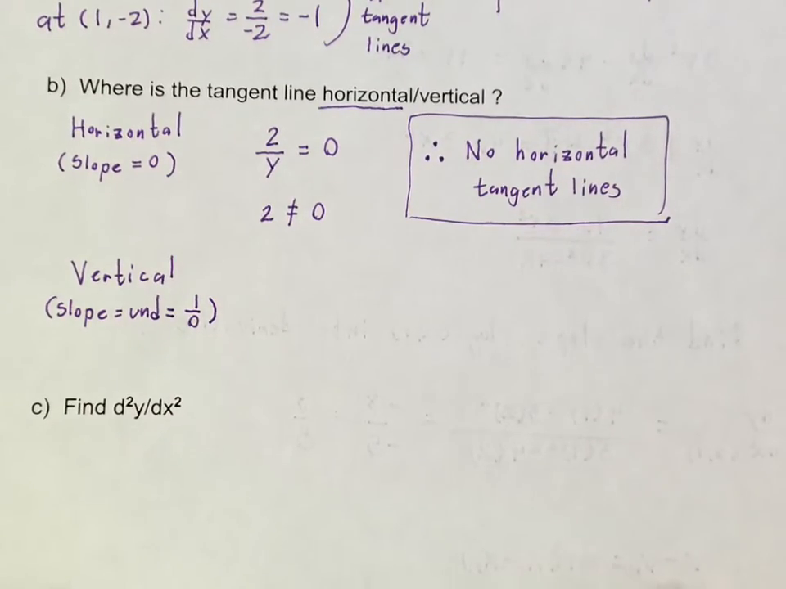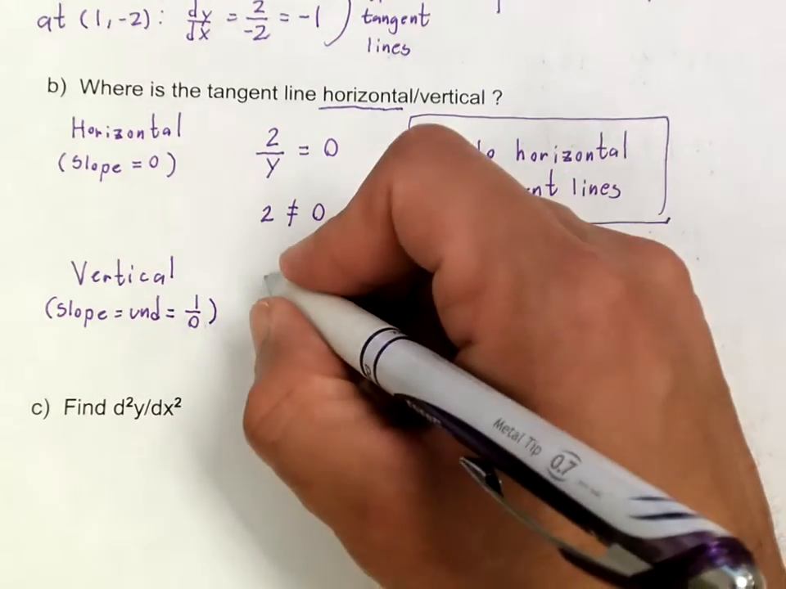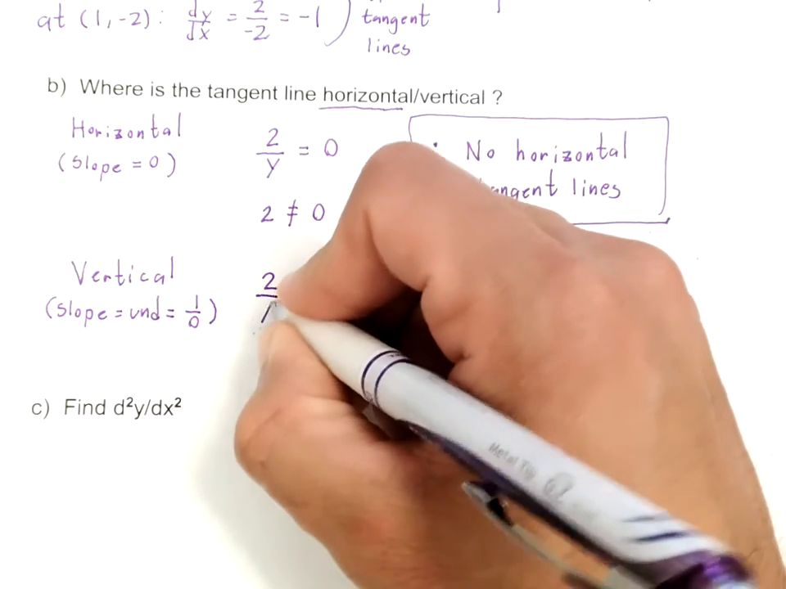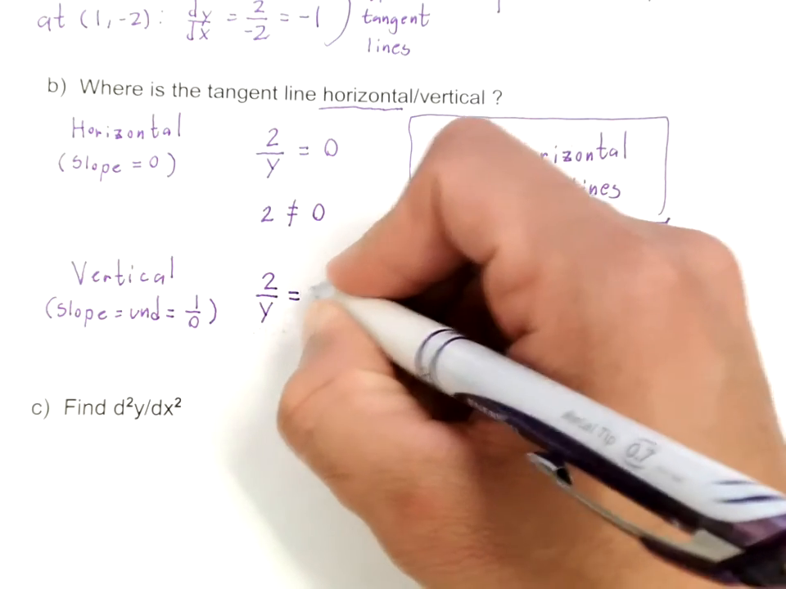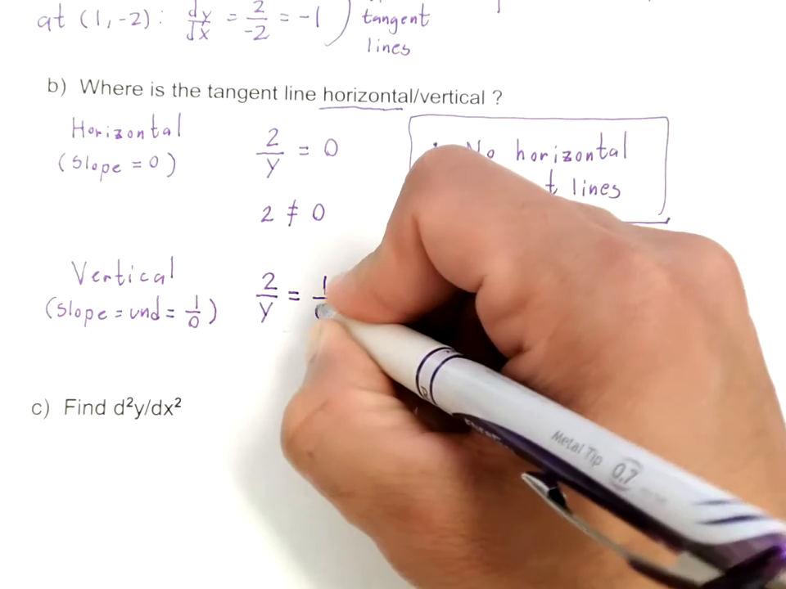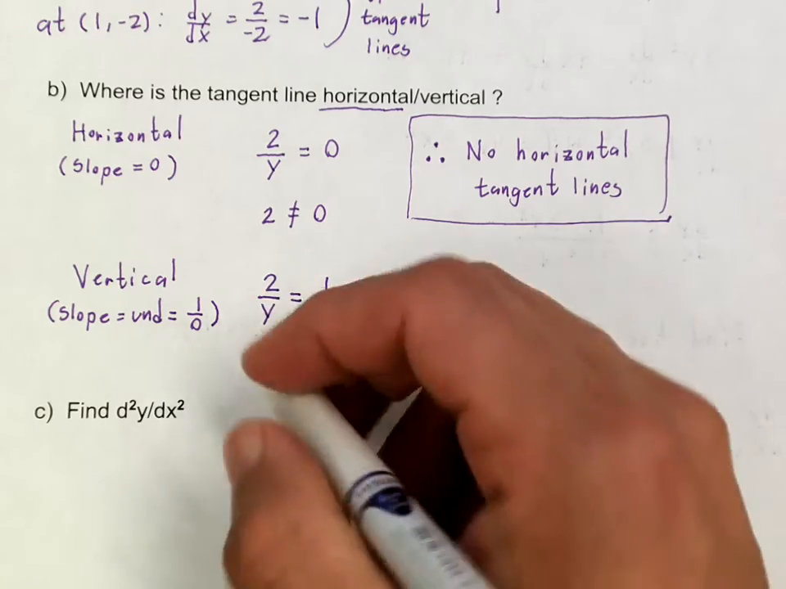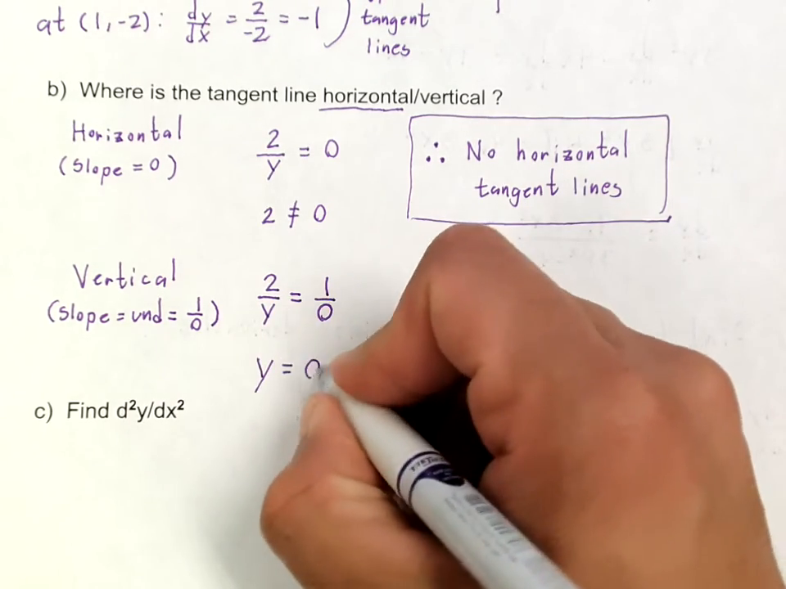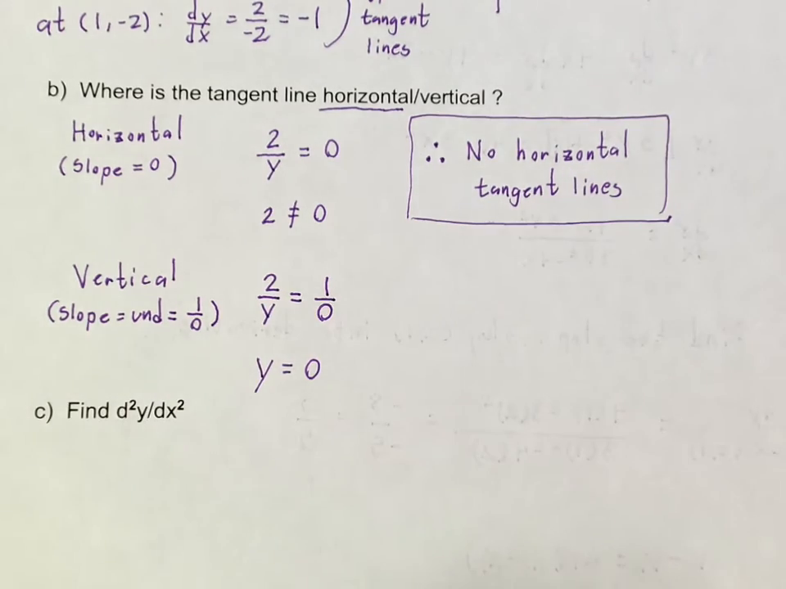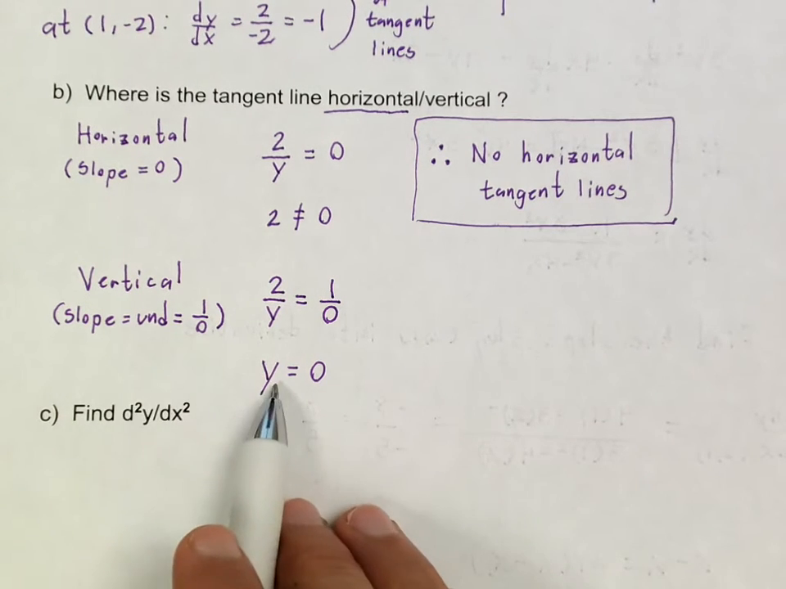Okay, and if I do have that, then what I'm going to do, which may look strange, is set my derivative equal to an undefined slope, which I can rewrite as 1 over 0. And I'm going to solve for that. If I cross multiply, I get y is equal to 0. So we have a vertical tangent line at y is equal to 0.